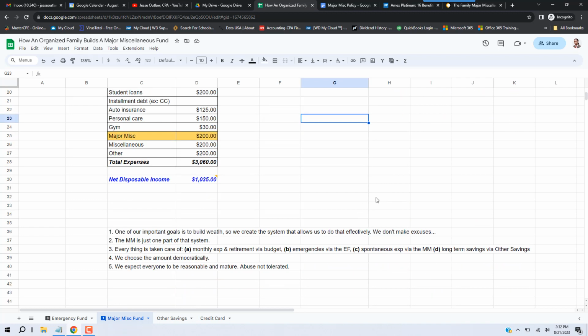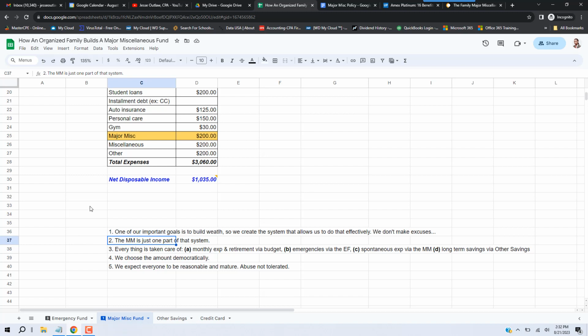So as I wrap up, I'll talk a little bit about these last points. Number one, one of our important goals is to build wealth, so we create the system that allows us to do that effectively. We don't make excuses. A lot of people make excuses about why they can't save, why they can't invest, all of the things that are getting in the way. We understand that we have to create a system, a process that guarantees that no matter what happens, we will invest. And this major miscellaneous fund is just one piece of a total system that has many pieces that allows us to do that, right? Which is basically what I said in number 2.